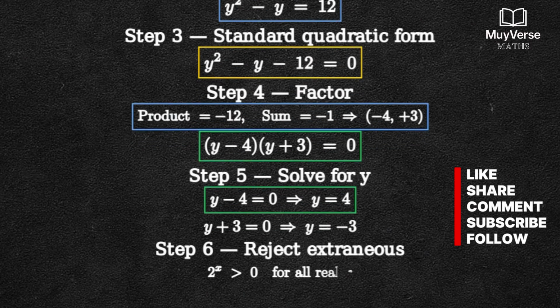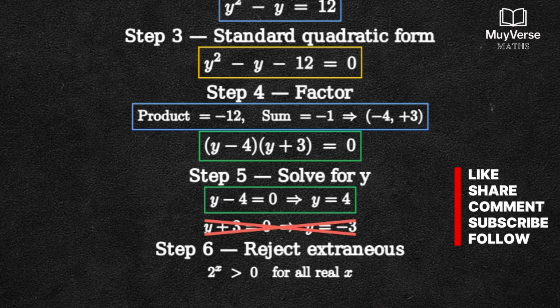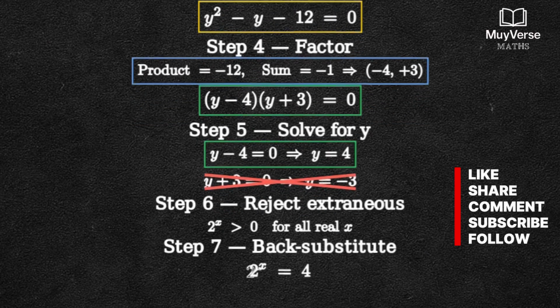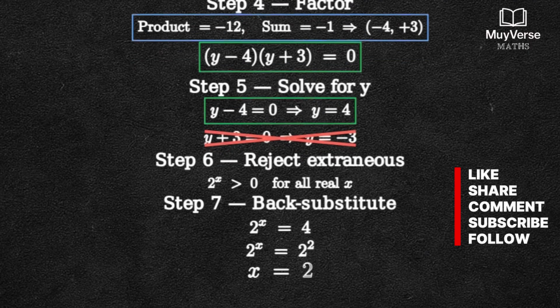Step 7. Back substitute. Y equals 4 to solve for x. 2 to the x equals 4. Write 4 as 2 squared. Therefore, x equals 2. Final answer, 2.